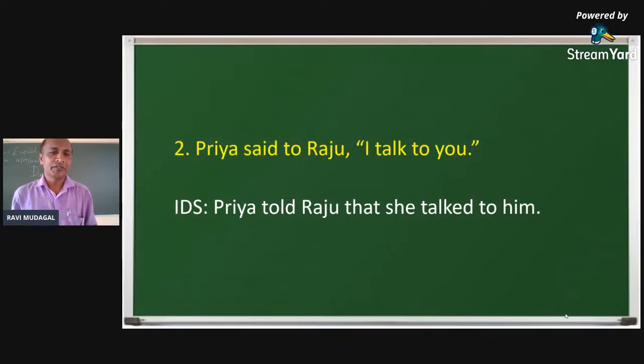This is indirect speech. The direct speech is, Priya said to Raju, "I talk to you." This is the direct speech. When we change from direct speech to indirect speech, we should change like this: Priya told Raju that she talked to him.